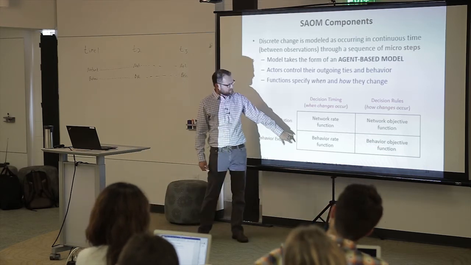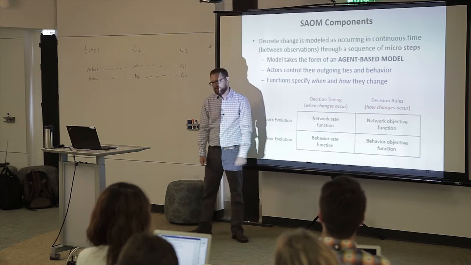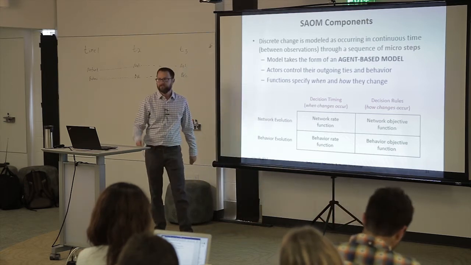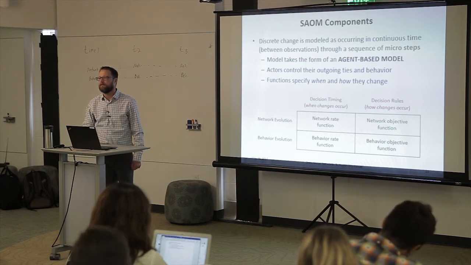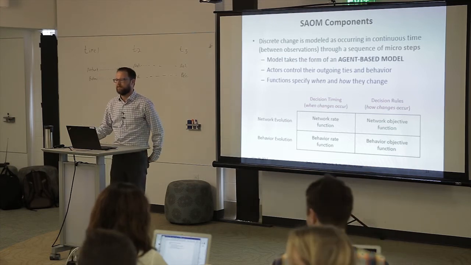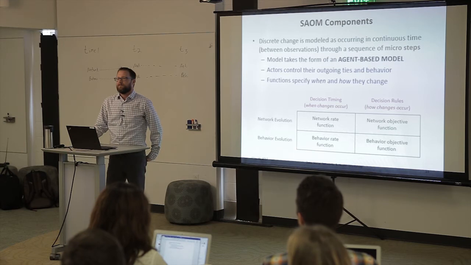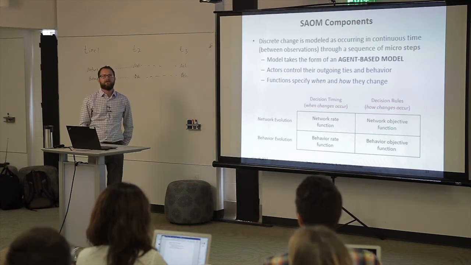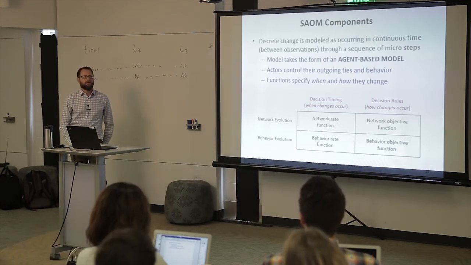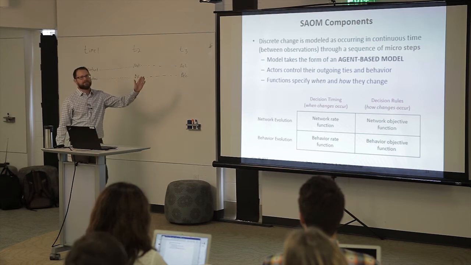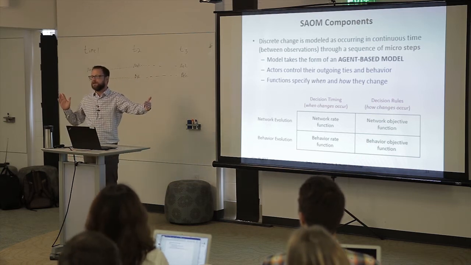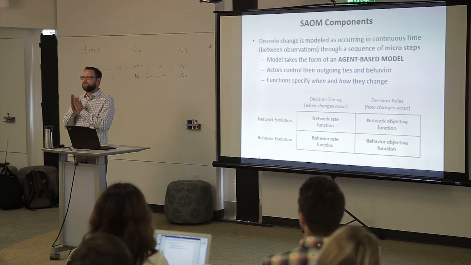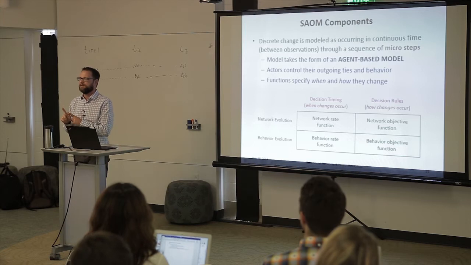So in terms of the model, it breaks down into these four functions. Right, between any two panels there will be, let's say, maybe 3,000 microsteps. Any microstep is one change, either network or behavior, for one actor.